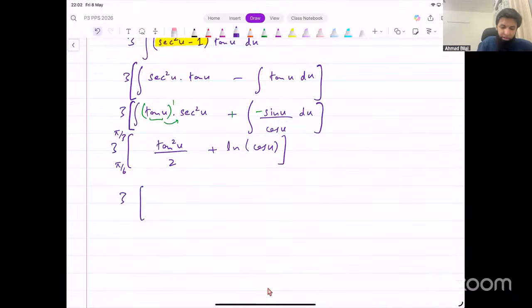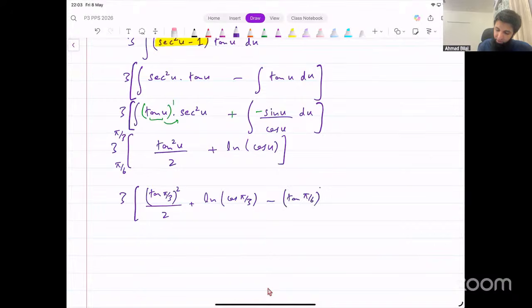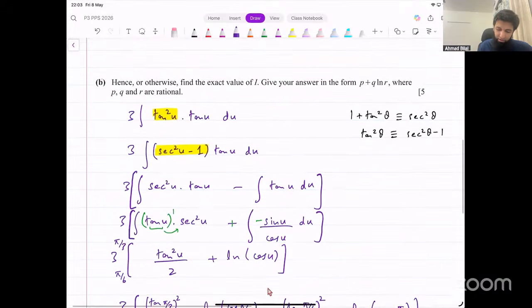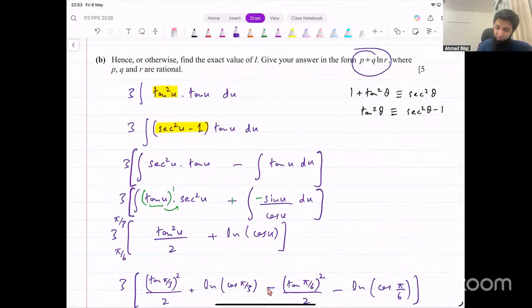Actually, let's input limits. Pi over 3. When we input pi over 3, that gives us tan pi over 3 whole squared divided by 2 plus ln of cos pi over 3. Subtract from this the case when you input pi over 6, and that will give you tan pi over 6 whole squared divided by 2 minus ln of cos pi over 6. Now, do they want an exact answer at the end? Yes, exact answer in this form.